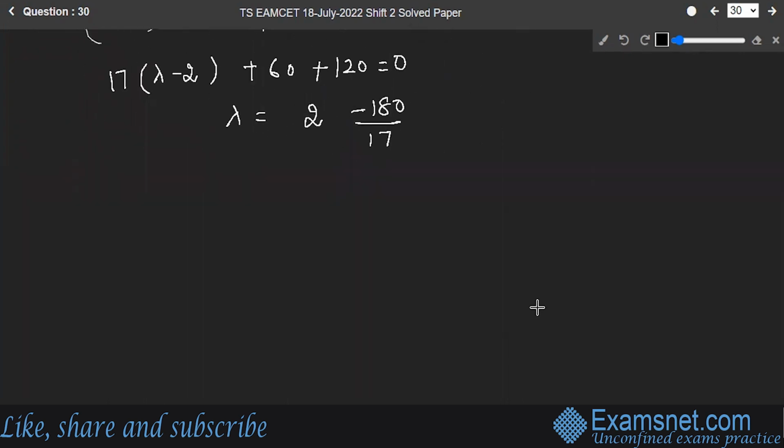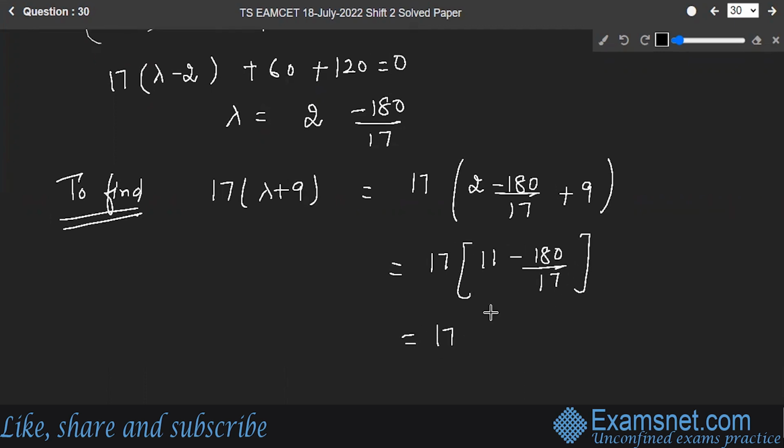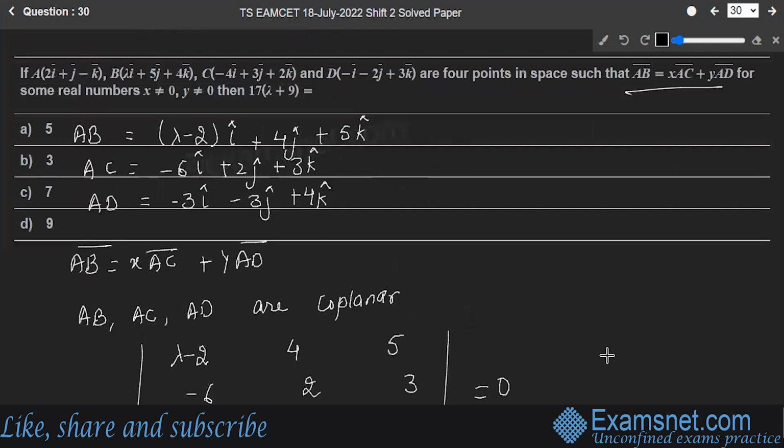We had to find out 17 lambda plus 9. So 17 lambda was 2 minus 180 upon 17, plus 9. Which on solving will give you 17 into 11 minus this. So 17 elevens will give you 187. 187 minus 180, this will be 7 upon 17. So the answer is equal to 7. Right. Option C is the correct answer.